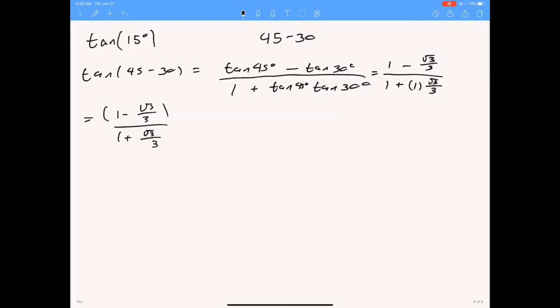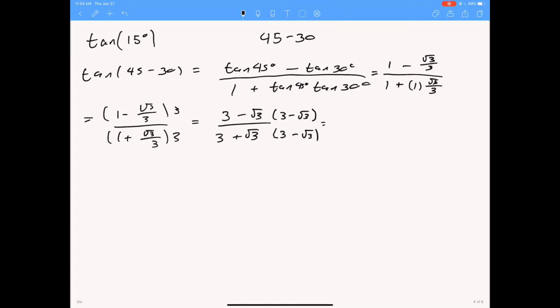We'll start by multiplying by 3 on the numerator and the denominator to get rid of the fraction, which will give us 3 minus root 3 once we distribute, and 3 plus root 3. Now we do have to rationalize our denominator, and to do that, we'll multiply by the conjugate of our denominator, which will be 3 minus root 3, and 3 minus root 3 in the numerator as well.